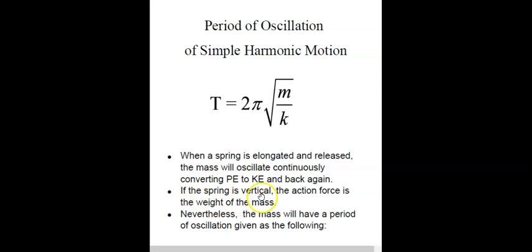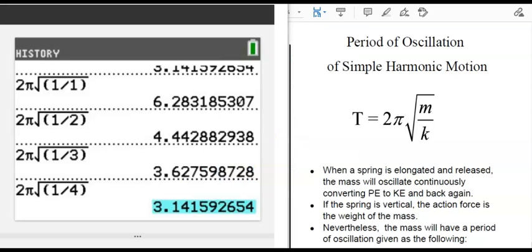If the spring is vertical, the acting force is the weight of the mass. Nevertheless, whether it's horizontal or vertical, the mass will have a period of oscillation given with the following formula: T equals 2 pi root m over k. Let's take a moment and analyze this formula, T equals 2 pi root m over k.